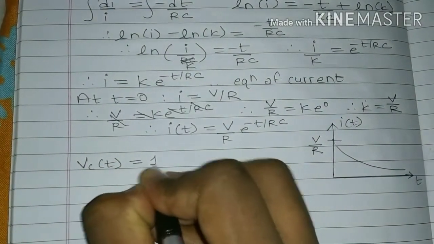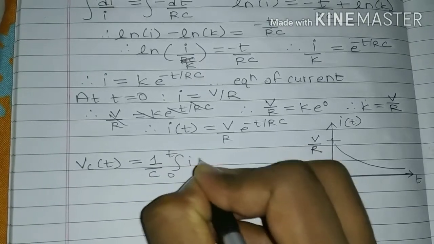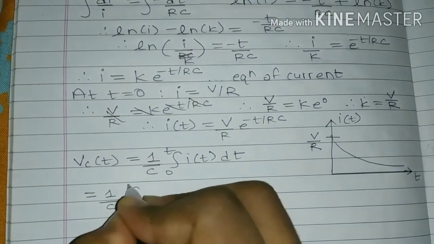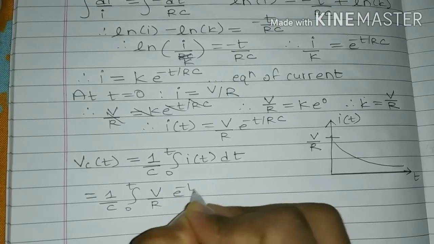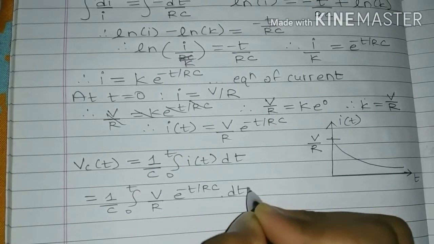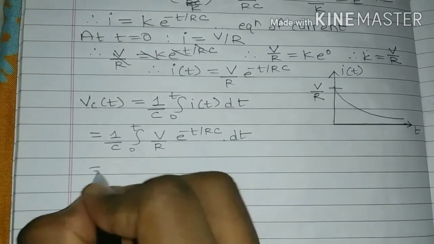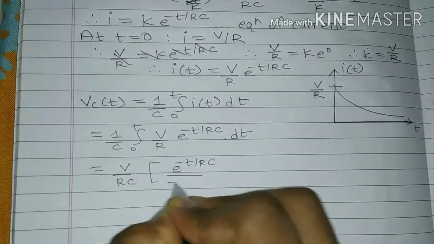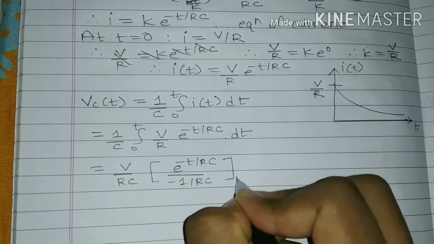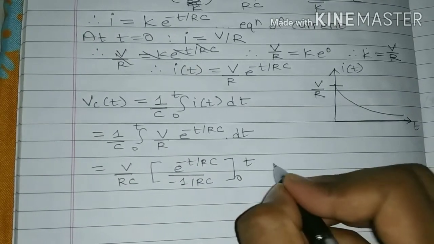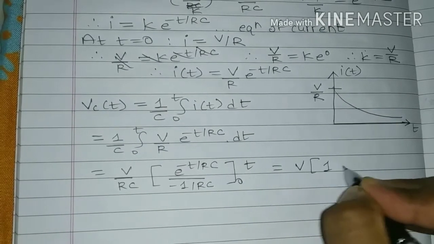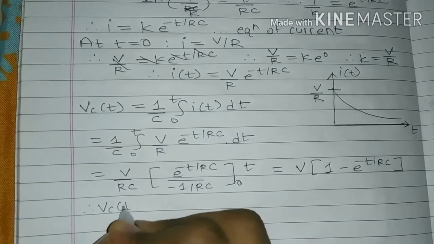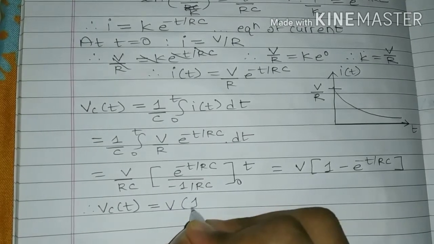Therefore, Vc of t is equal to 1 upon C integration of 0 to t I of t dt is equal to 1 upon C integration of 0 to t V by R into e raised to minus t upon RC dt is equal to V upon RC into e raised to minus t upon RC divided by minus 1 upon RC, and the limits from 0 to t is equal to V into 1 minus e raised to minus t by RC. Therefore, Vc of t is equal to V into 1 minus e raised to minus t by RC.